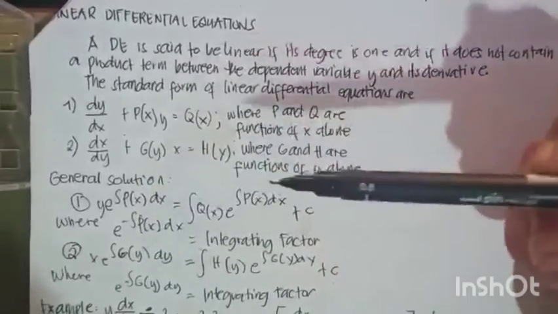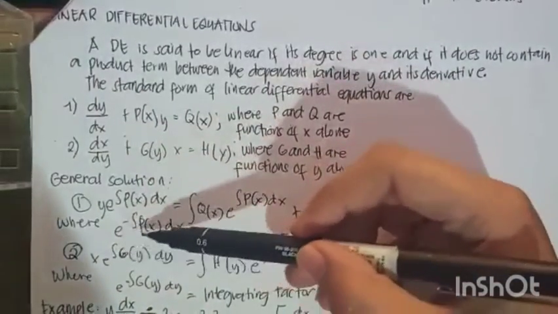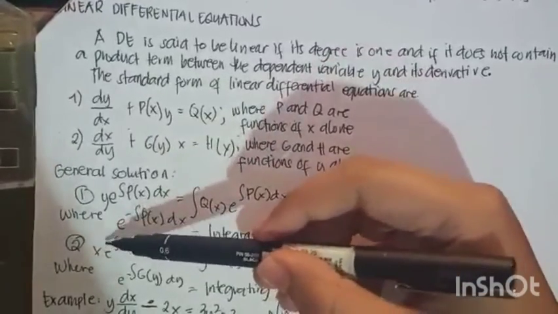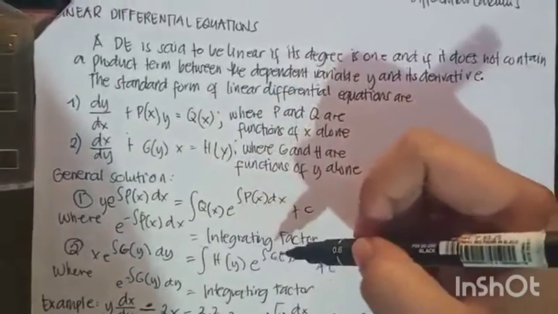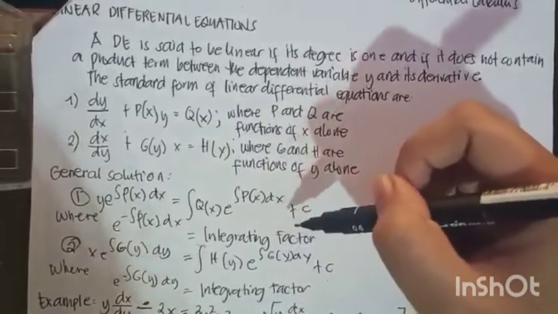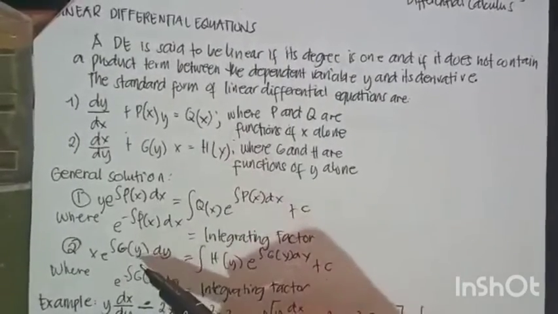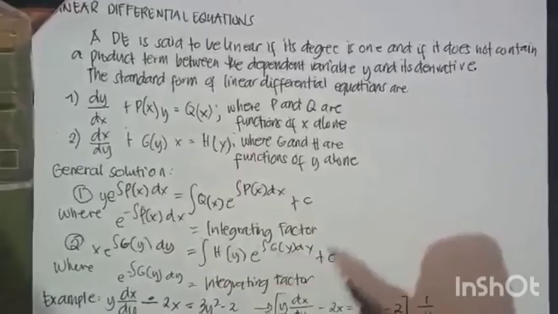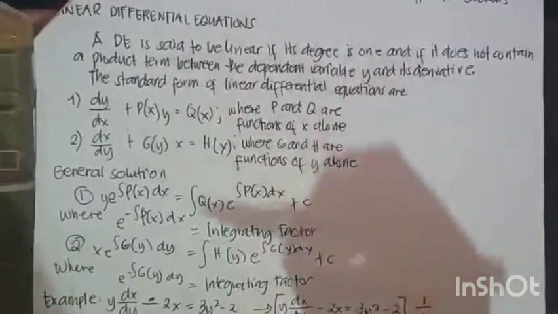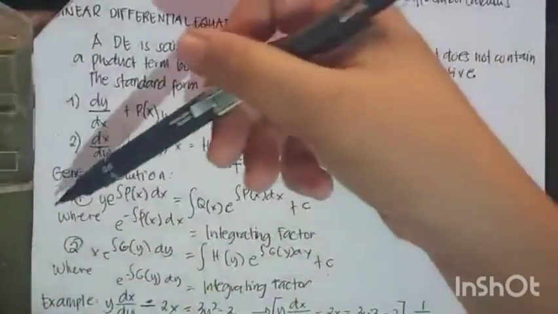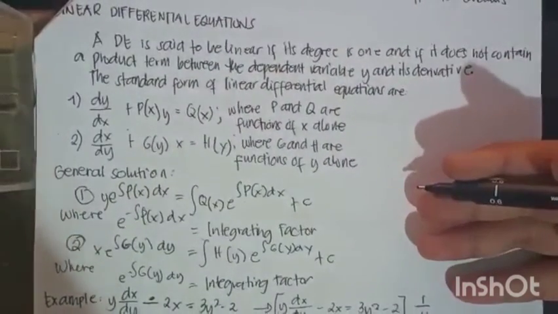Ito po yun. So, sa pangalawa naman po, x times e integral of g of y dy, may negative po dy equals integral of h of y times e raised to the integral of gy dy plus c, where e times negative of integral g of y dy is our integrating factor. So yan, kapag nakita po natin ang standard form natin, pwede na po natin siyang ma-solve as a linear differential equation at ito po ang ating gagamiting general solution. So, yun lamang po at maraming salamat.